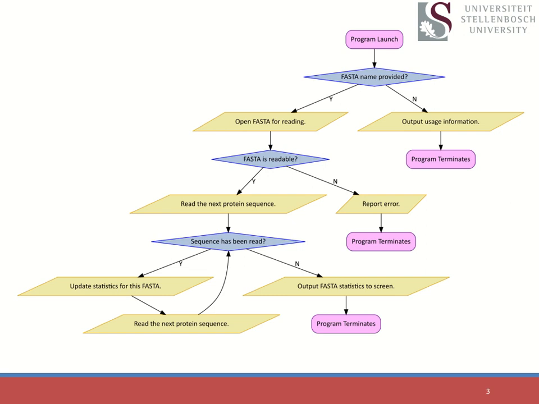Anyway, so these parallelograms, these little Tennessees, help us to talk about individual processes. So we have a process that says, having received a FASTA file name, we're going to open that FASTA and read it. Now, it could be that the FASTA is readable.